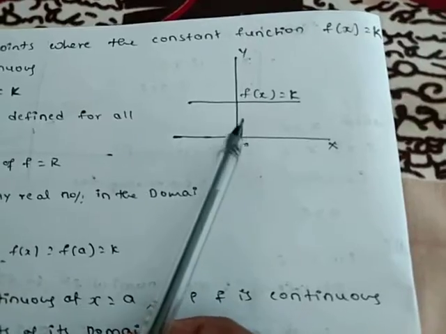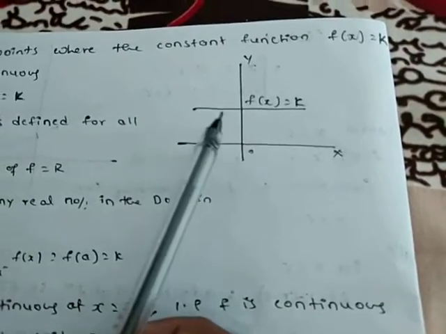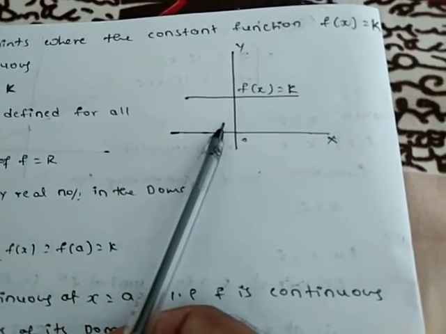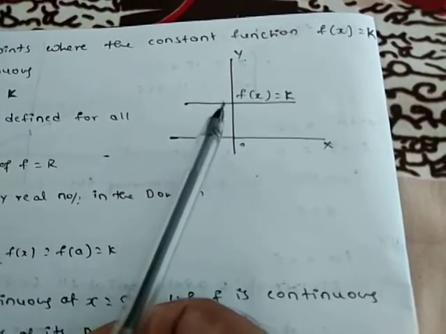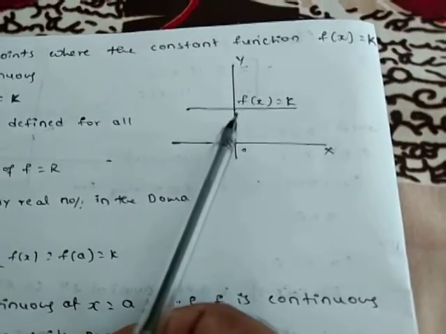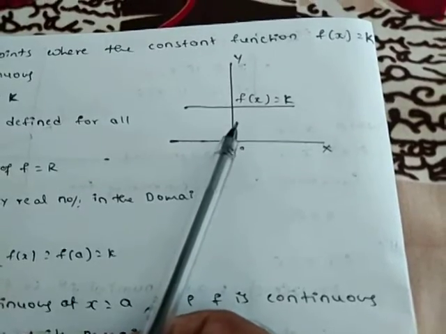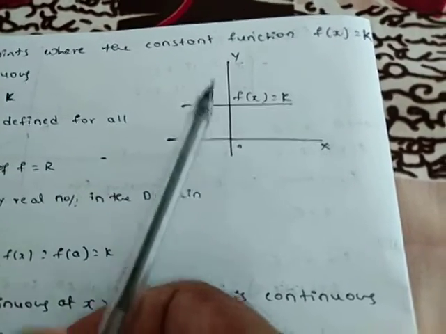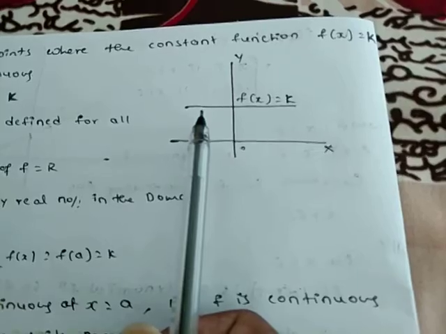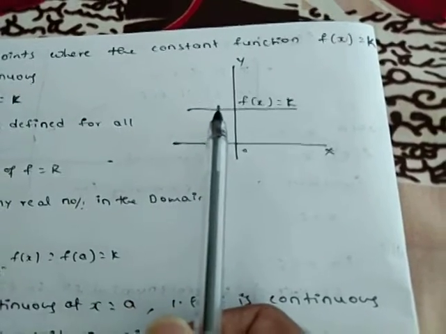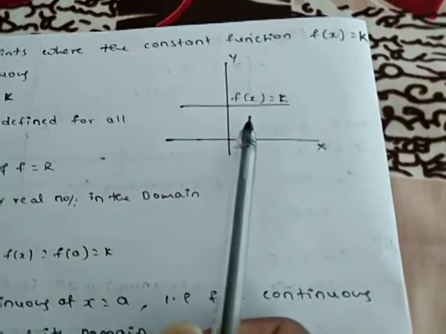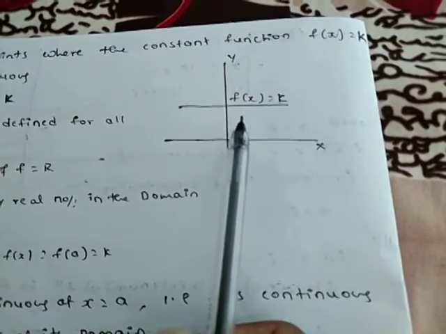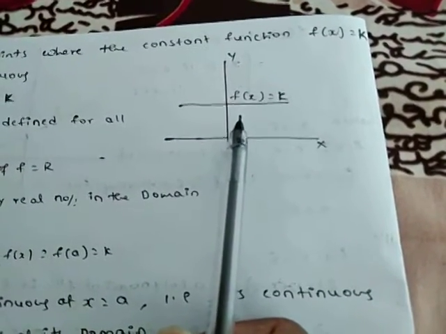Here f is nothing but a constant function. So every constant function is continuous on the domain R. We can say that the constant function is continuous at every point of domain R. So in the previous classes we found that every modulus function is a continuous function and every polynomial function is a continuous function. So here every constant function is also a continuous function.